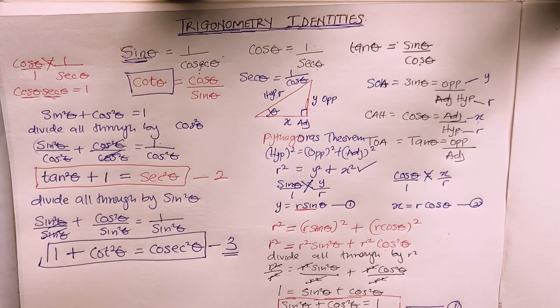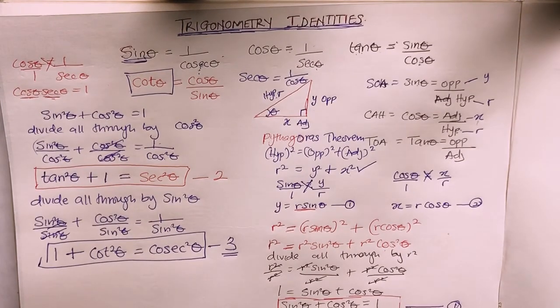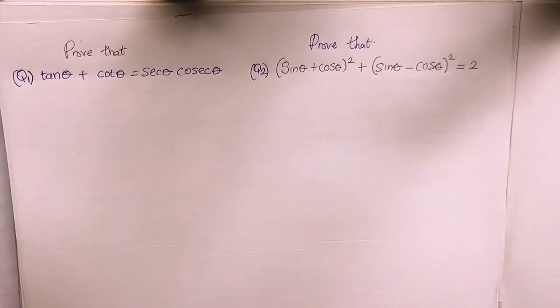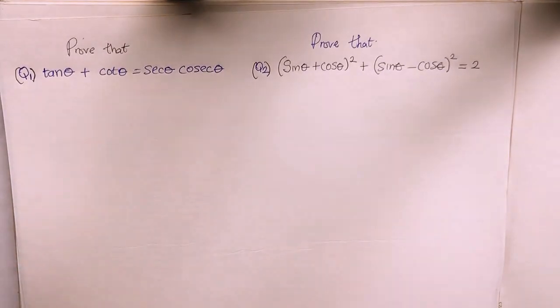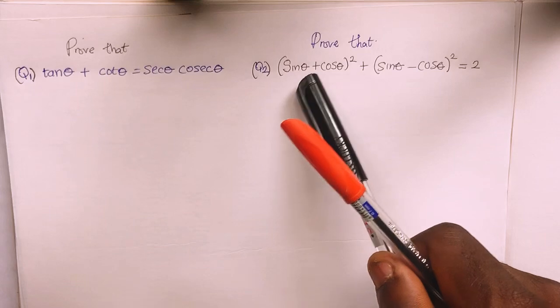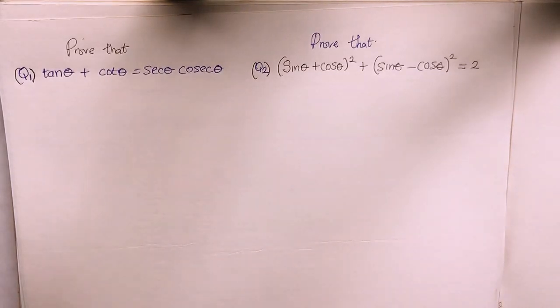Now let's move to how to apply all these basic identities on the questions. Let's try to apply it on the questions. Now looking at this, I have two questions here: prove that tan theta plus cot theta equals to sec theta cosec theta. Prove that sin theta plus cos theta all squared plus sin theta minus cos theta all squared equals to 2. I'm going to apply the basic identities on these two questions. After that, I'm going to solve various questions differently in a separate video.